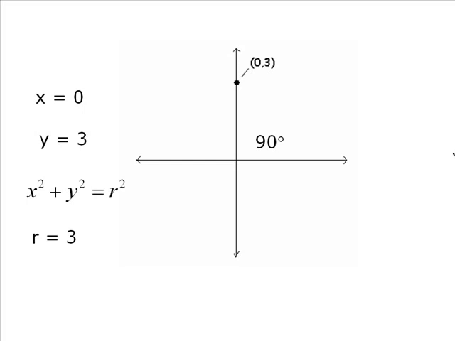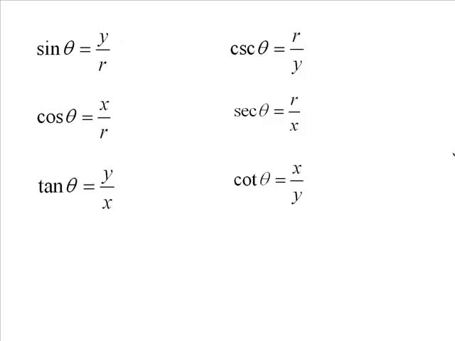So we have all the values, x, y, and r. If we go back to those ratios, we can find out what each of them are. So here we go. Here are the 6. Notice I wrote the reciprocal ones not in terms of their normal, like cosecant equal to 1 over sine. I wrote them as the actual values flipped over. So r over y for cosecant. Secant is r over x. Cotangent is x over y. And now we just plug in all the values.